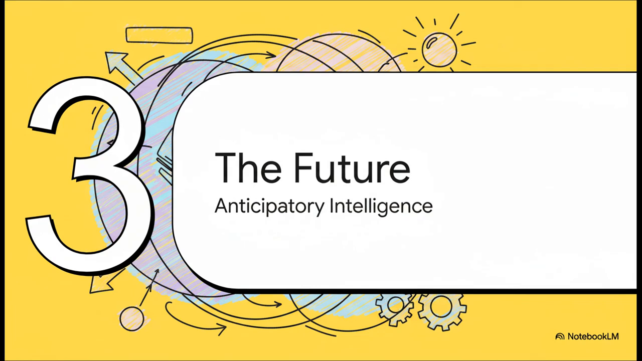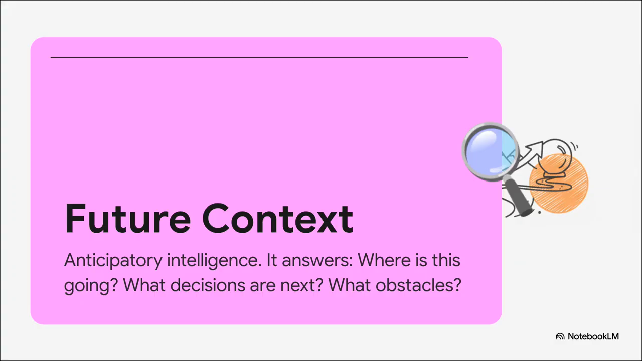And that brings us to our final dimension, future context. This is where we move from just reacting to what's happening to actually anticipating what's going to happen. This is anticipatory intelligence. This is all about thinking ahead. Where is this conversation or project headed? What are the very next decisions that need to be made? What approvals will you need down the line? It's like seeing around the corner and proactively planning your next moves, instead of being constantly surprised by them.